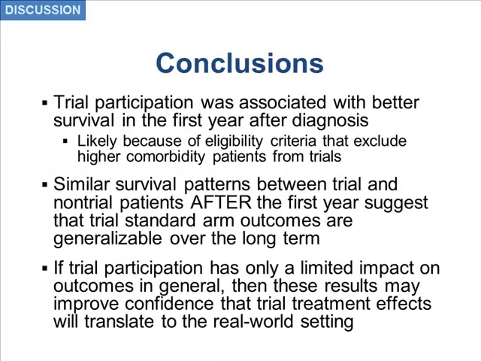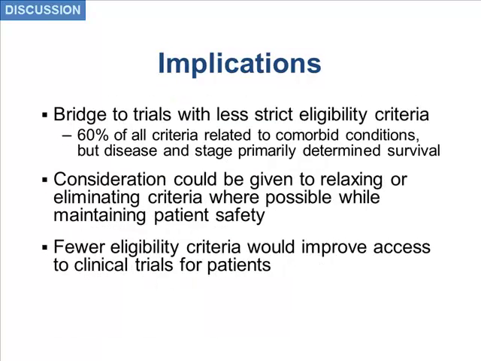So in conclusion, trial participation was associated with better survival in the first year after diagnosis, likely because of eligibility criteria that exclude higher comorbidity patients from trials. There were similar survival patterns between trial and non-trial patients after the first year, suggesting that trial standard arm outcomes are generalizable potentially over the long term. If trial participation has only a transient or limited impact on outcomes in general, then these results may improve confidence that trial treatment effects will translate to the real-world setting.